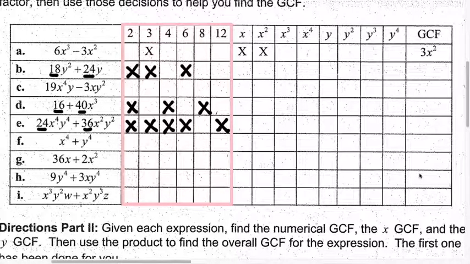6. So when we're building the greatest common factor of this pair of expressions, the numerical coefficient of it is going to be 6. It's the largest factor that we find in the column here. And for expression D, 16 plus 40x to the third, what's its coefficient going to be? 8. And the coefficient for the greatest common factor of 24x fourth y to the fourth plus 36x squared y squared? 12.